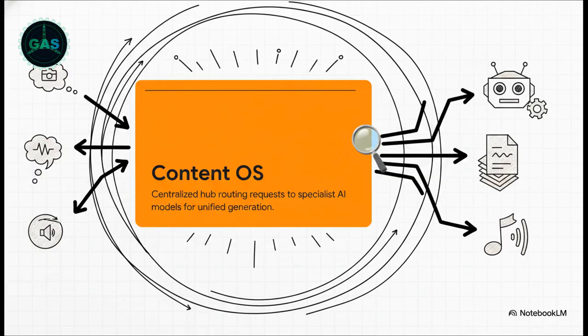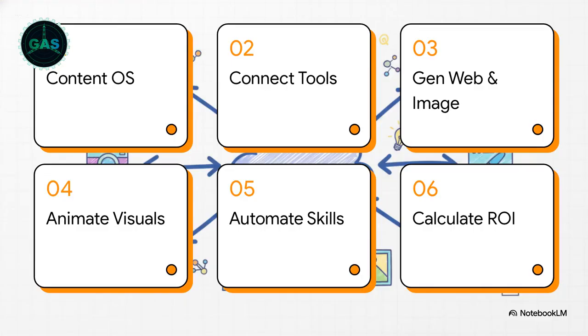It's incredibly powerful. Okay, let's dive into our business school syllabus for optimizing your digital workflow. Today we're going to cover the content operating system, connecting the AI tools, generating web and image, animating visual assets, automating reusable AI skills, and finally, calculating the ROI.